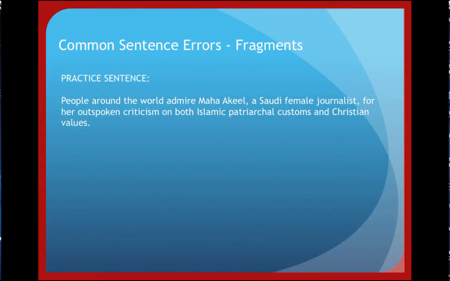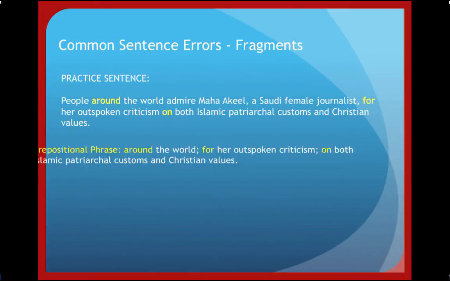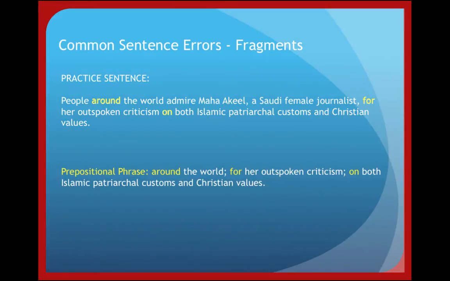The final practice sentence is: people around the world admire Maha Akil, a Saudi female journalist, for her outspoken criticism on both Islamic patriarchal customs and Christian values. Can you identify the prepositions for, on, and around? They start prepositional phrases. Now, separate the phrases from the clauses and try to identify the main sentence or independent clause.